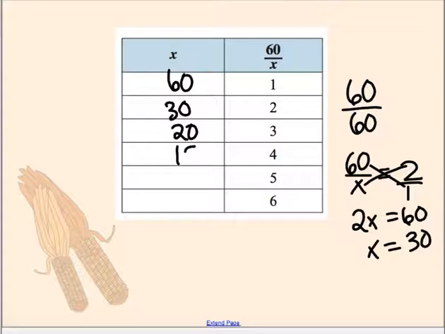60 divided by 15 is 4. 60 divided by 12 is 5. And lastly, 60 divided by 10 is 6. So even if we don't have inputs, if we're given those outputs, we can work backwards to figure it out.